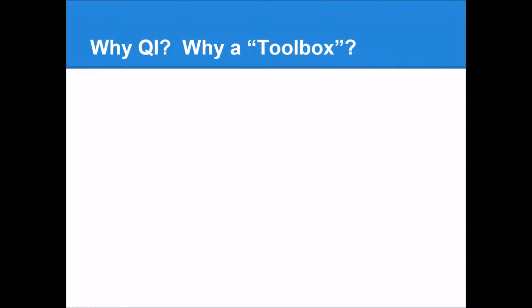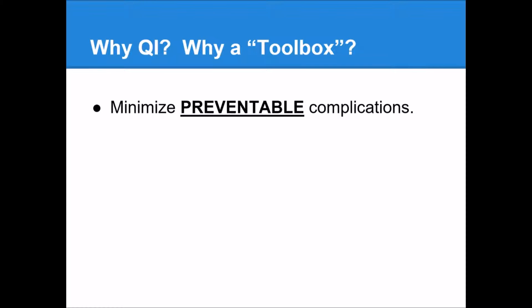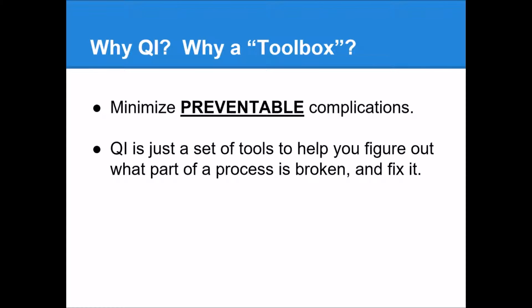These examples hint at why it's so important for everyone to get at least basic training in QI. So many of the complications we see in medicine are preventable and are due to faulty processes that have simply never been studied and never been fixed. You can think of quality improvement as just a set of tools to help you study a process, figure out what's broken, and fix it.